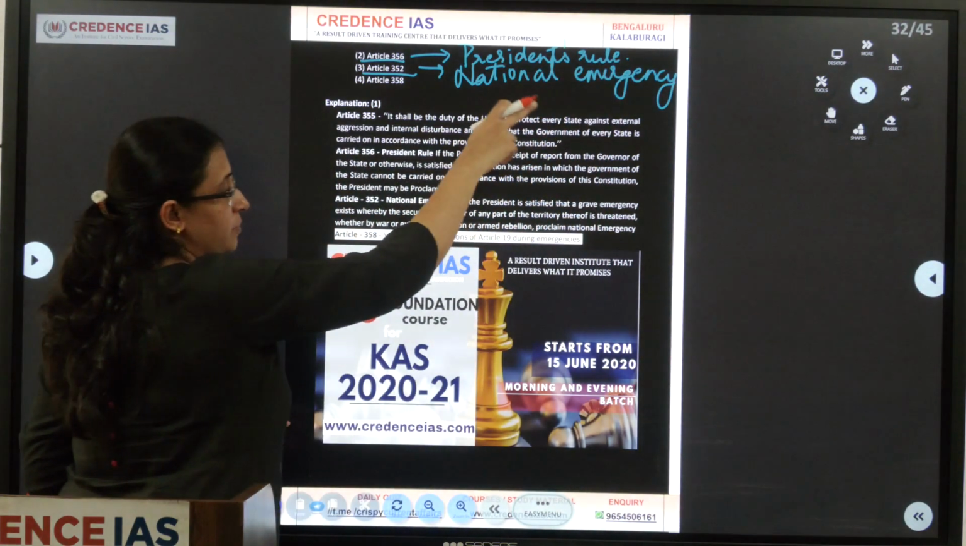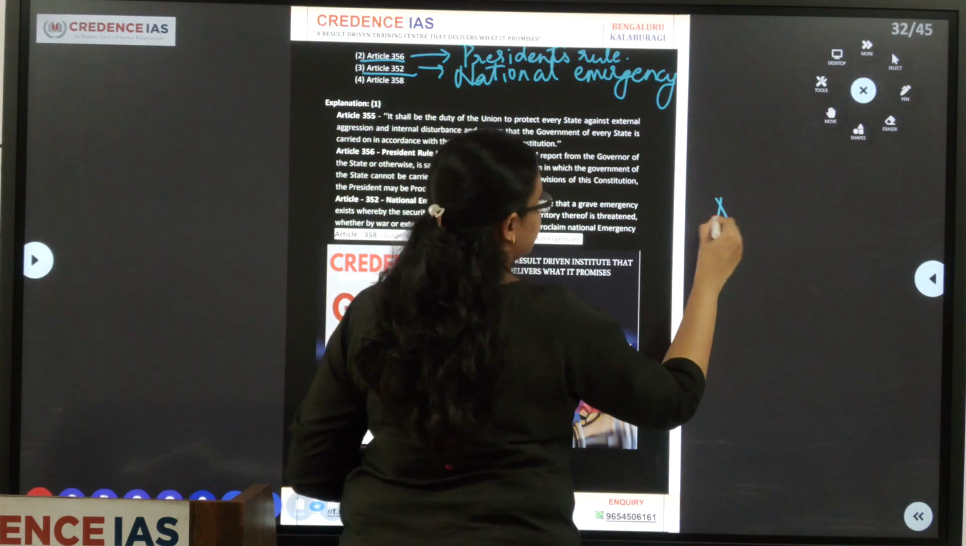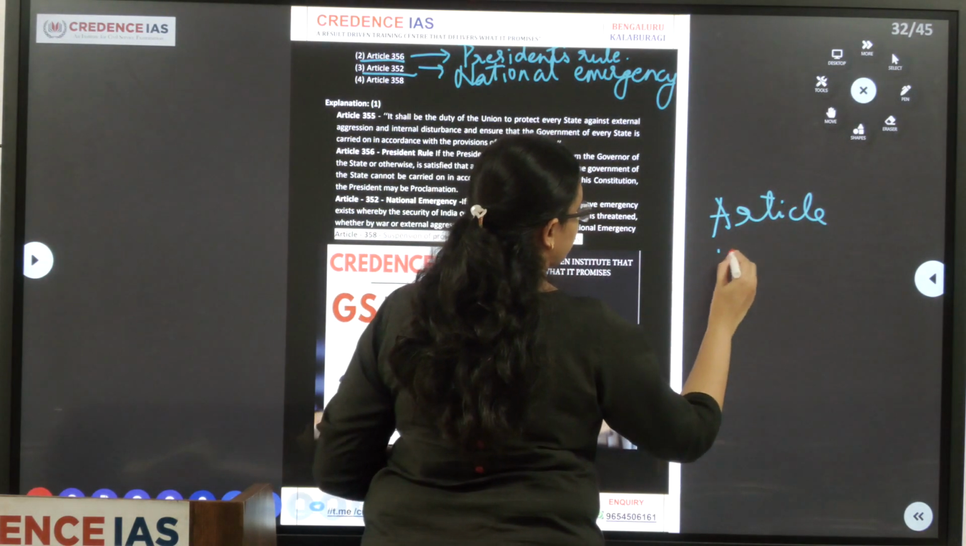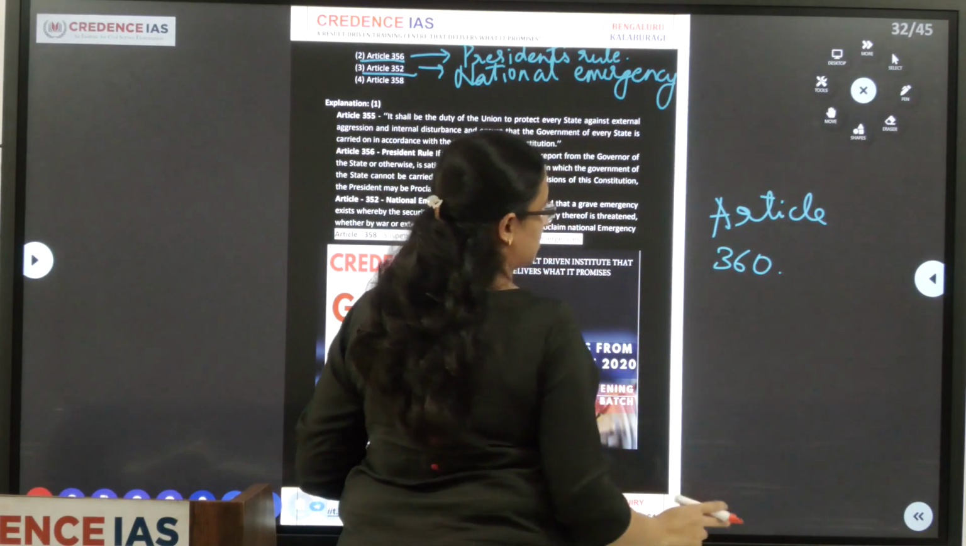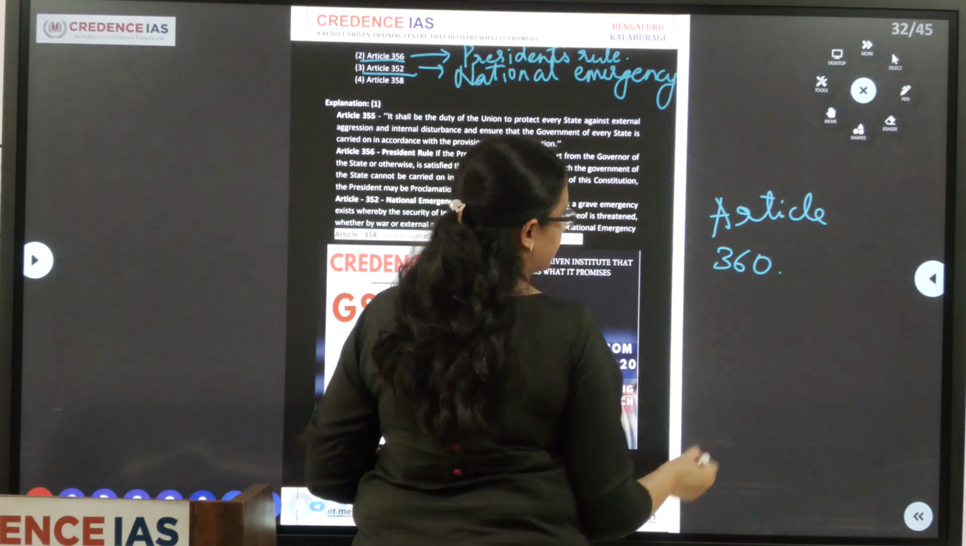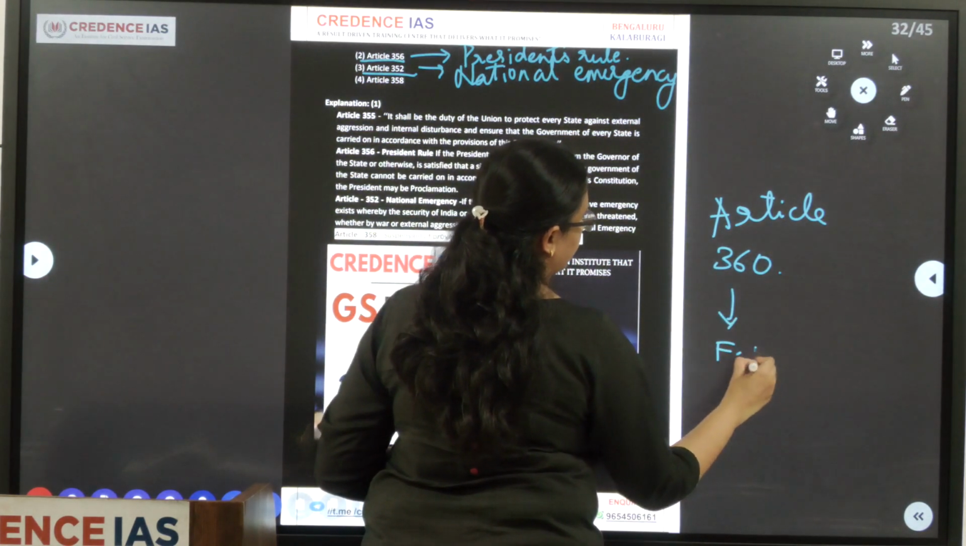These are the two types of emergency, and the other one is Article 360 that deals with financial emergency. So there are three types of emergency provisions provided in the Constitution: national emergency, president's rule, as well as Article 360 which deals with financial emergency.